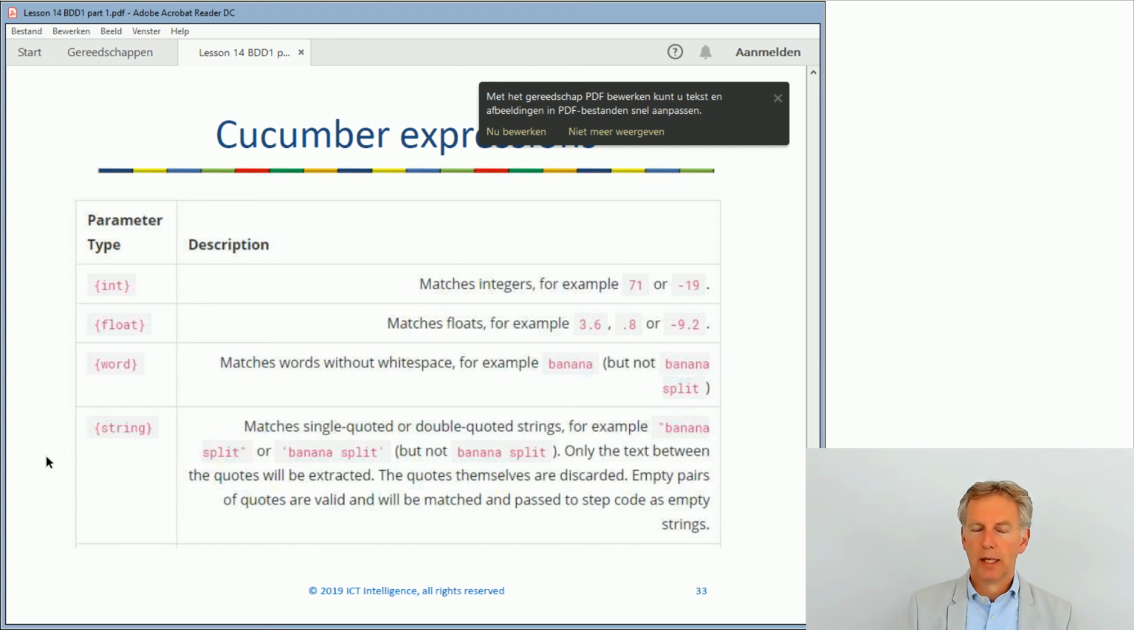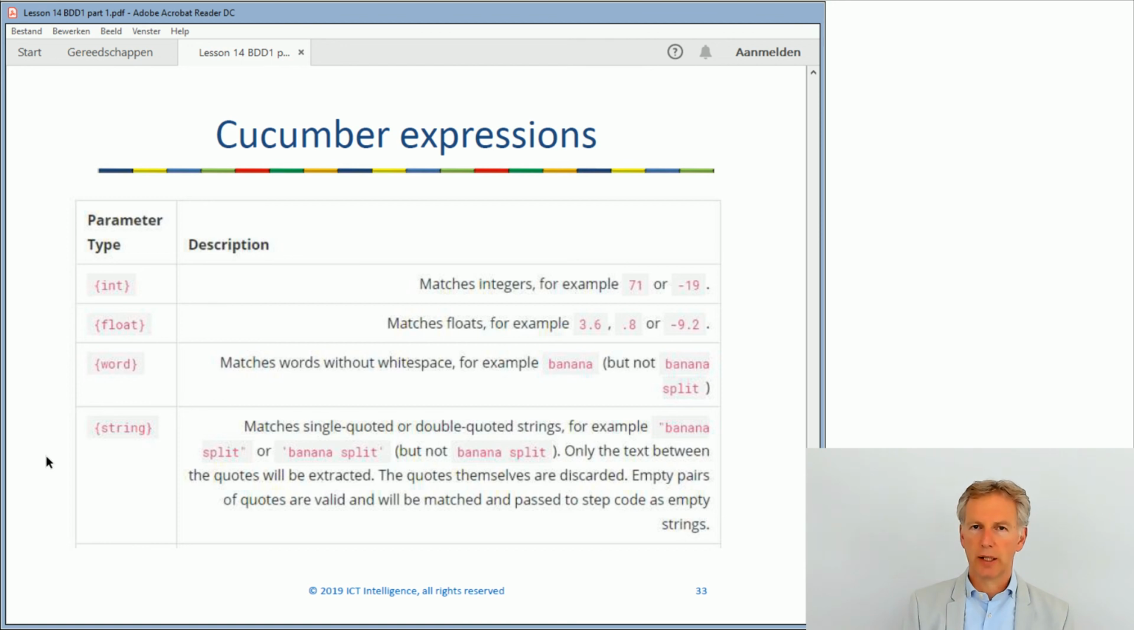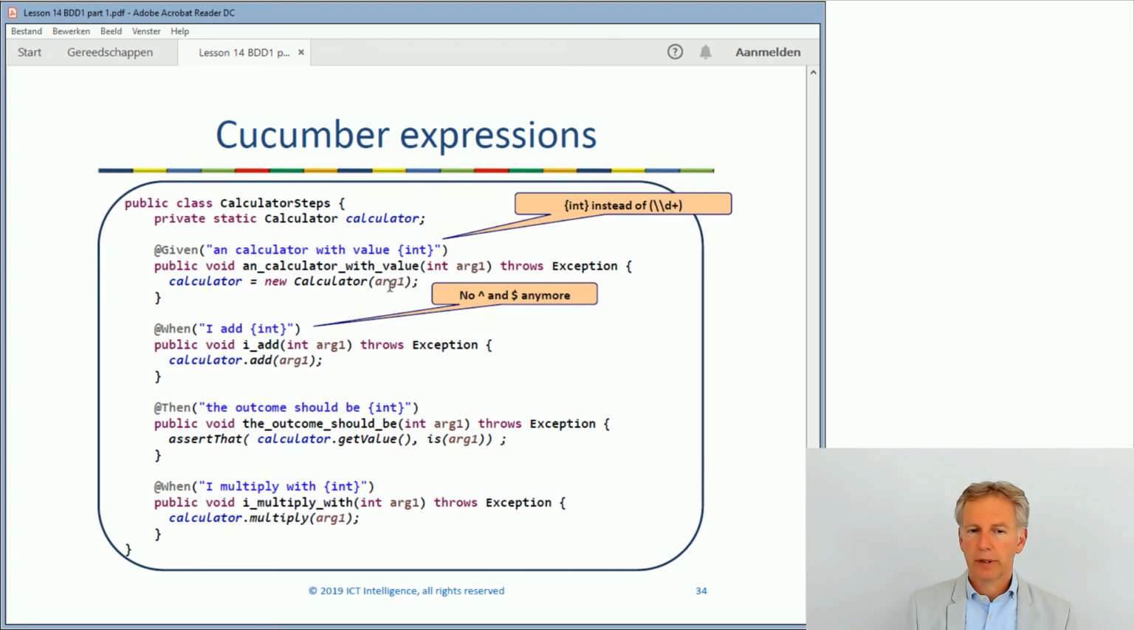That's also possible. In practice, sometimes you run into problems with this. It does work, but especially if you have two integers or it's somewhere in the middle of the sentence, sometimes that goes wrong, especially when you use strings and it doesn't know which string to use in the middle of the string actually. So here, this also works. I have a calculator with int, I add an int, the outcome should be an int, and I multiply with an int.